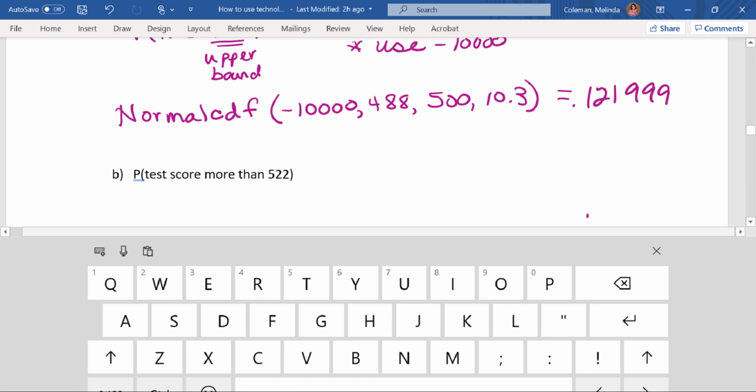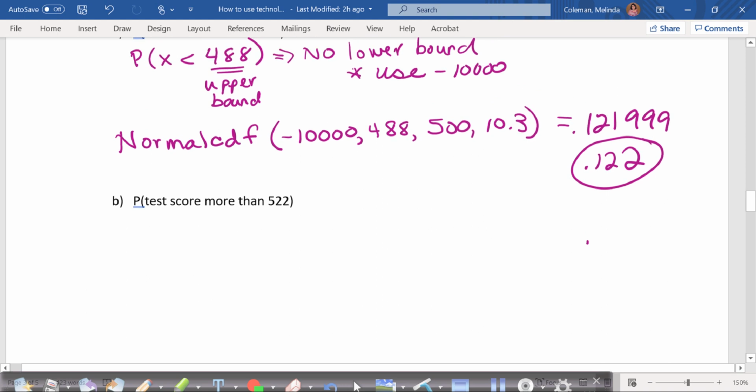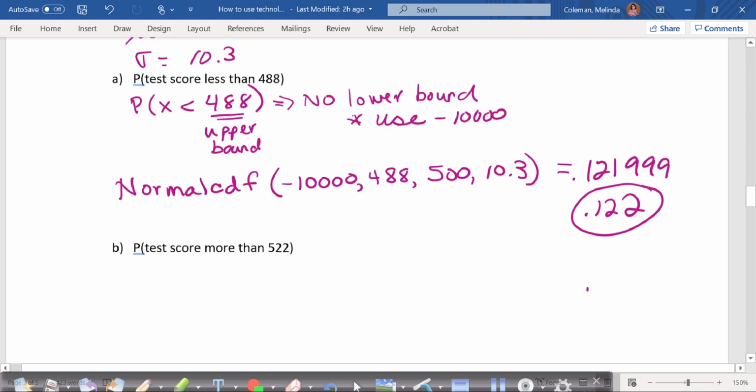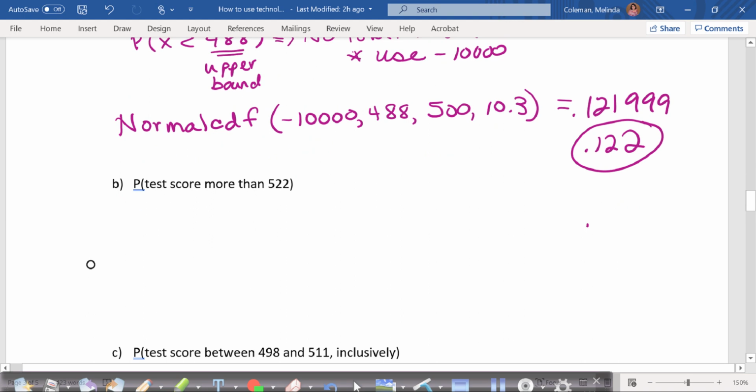0.12199. Rounding that, we would get 0.122. And that's it. So number B says we want a test score more than 500. So what's the probability that my test score is greater than 522?